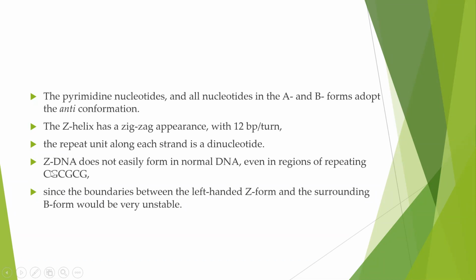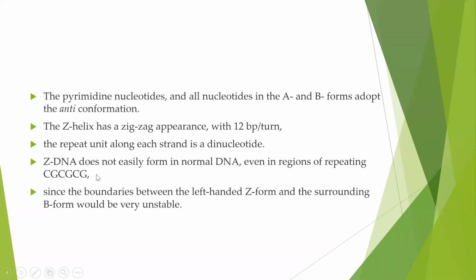And this zDNA conformation does not easily form in normal DNA, even if there are regions of such repeating sequence. In the beginning, I told you that zDNA conformation is taken up by a specific DNA sequence if there is an alternating pyrimidine-purine sequence. But in the case of natural DNA, though there is this specific alternating pyrimidine-purine sequence, even then it does not adopt zDNA. I'm talking about natural DNA.